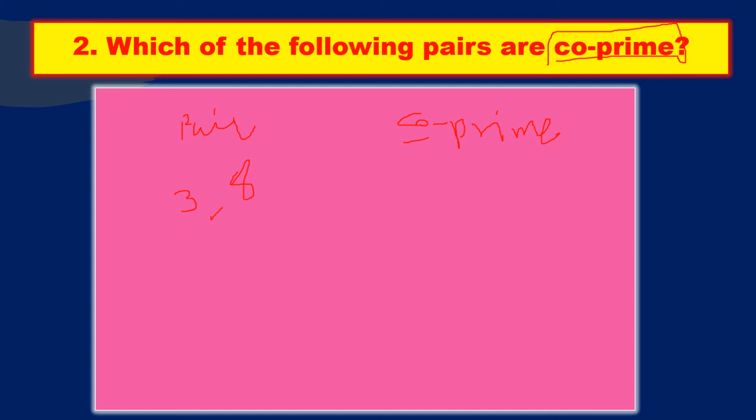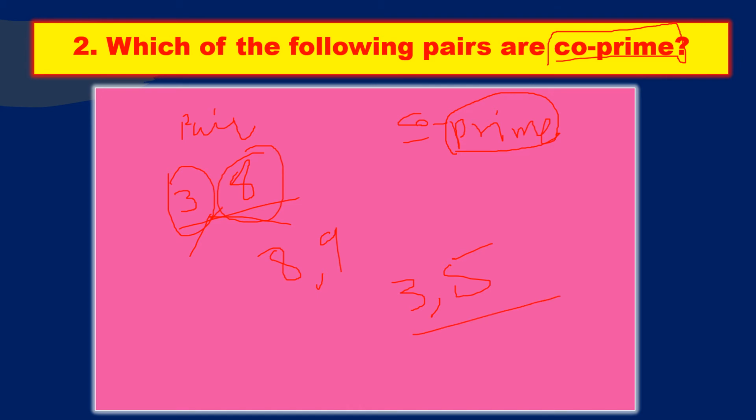Co-prime means, co means a pair. In a pair I'll take two numbers, suppose 3 and 8. Here the word used is prime, but the two numbers in a pair may be prime numbers, or one may be a prime and one a composite, or both may be composite numbers. Now what is the condition? Find out the factors of these two numbers.